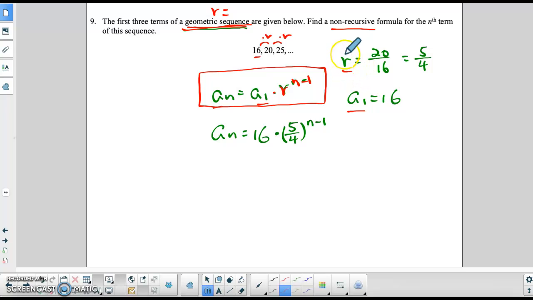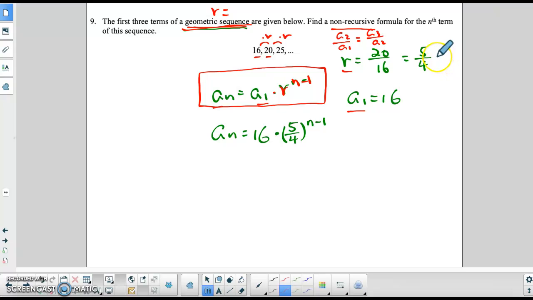How do we know what r is? Remember, r means the ratio. So you take the second term and you divide it by the first term. Second term divided by the first term, or the third term divided by the second term. Either way, it will give you the same answer, okay? But I take the first two. a_2, 20 divided by 16. I simplified it and it gives me 5/4.